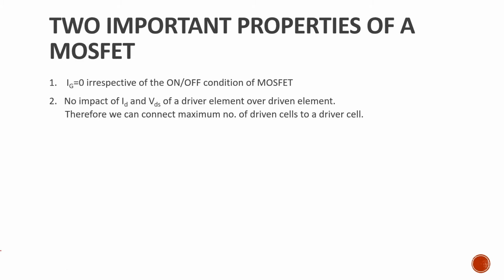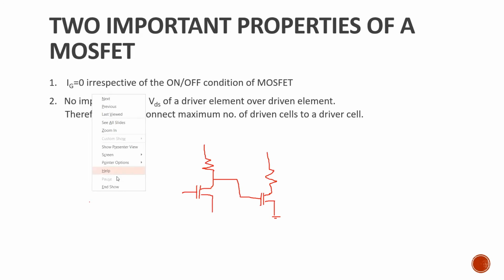Yeah, just a second. You see here, there is one MOSFET. This is a driver element. And this is connected here to one more MOSFET. The second device, the right hand side device, is the driven element, let's assume. Now guys, just a second, I want some other colors.